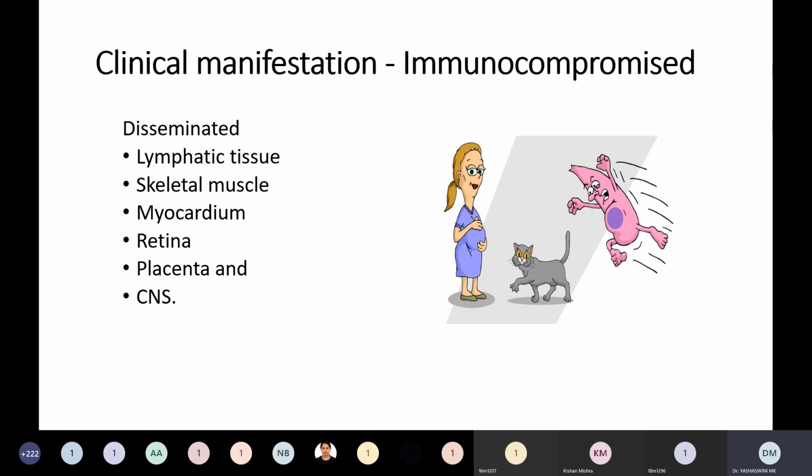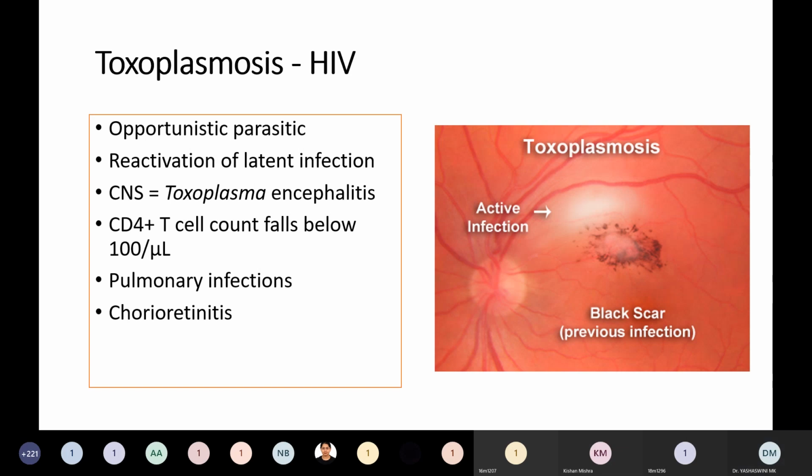If it's an immunocompromised individual, then it usually undergoes dissemination in lymphatic tissue, skeletal muscles, myocardium, retina, placenta, and CNS. All these areas can be infected, with associated symptoms. If it's an HIV patient, what do you have to look for? It's one of the opportunistic parasites which can infect whenever the CD4 count goes less than 100 per microliter. There may be either direct infection or mostly a reactivation of the already latent infection which was sleeping. The commonest site would be the CNS where Toxoplasma encephalitis can develop, or even pulmonary infections or eye infections in the form of chorioretinitis.